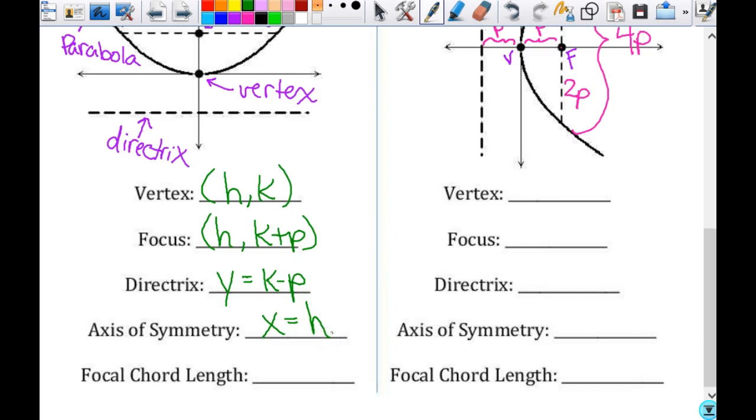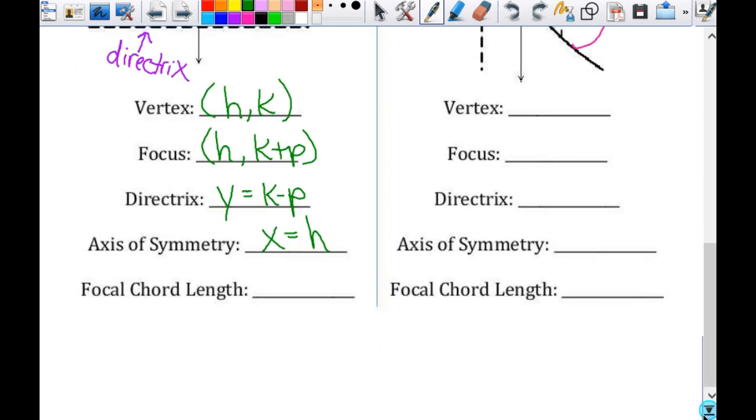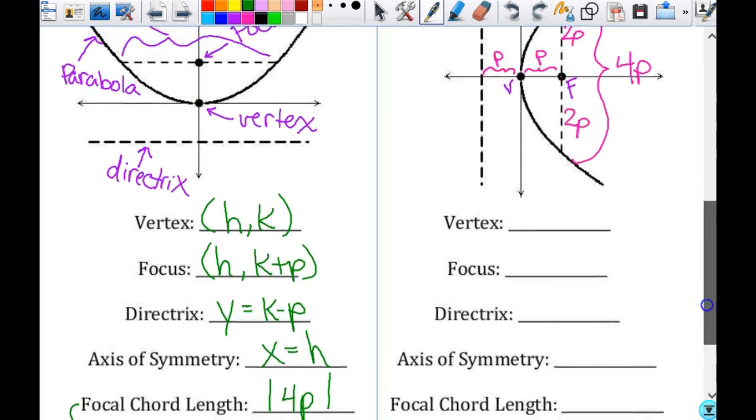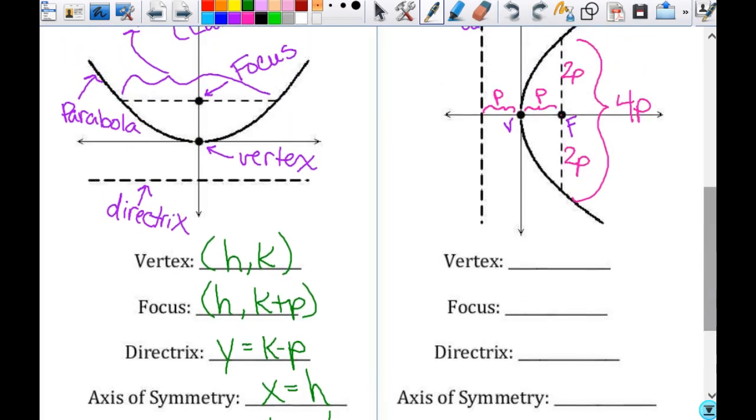And then your focal chord length is going to be the absolute value of what? 4p. Okay, so we're going to add one other thing on here. That's the focal chord length. We also want the endpoints of the focal chord. Now, when we write it down with the h and k stuff, it looks like it's all complicated. Once you're graphing it, it's really not that big of a deal. But let's just think about what we have here.